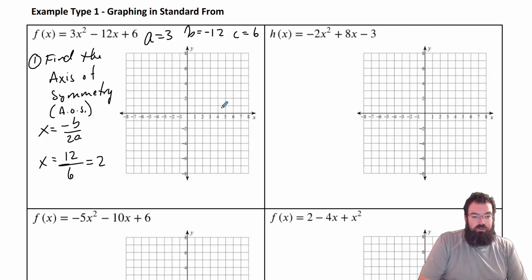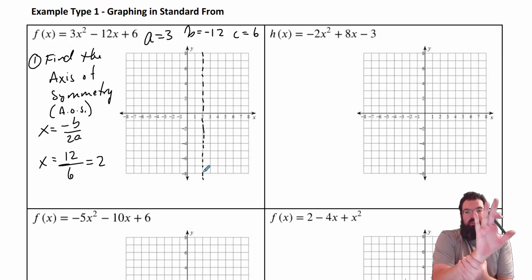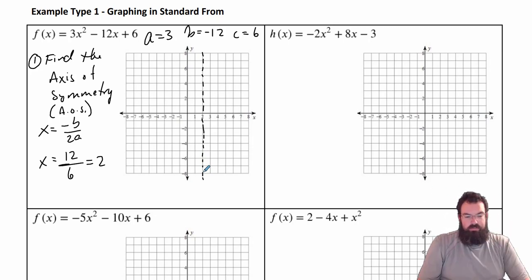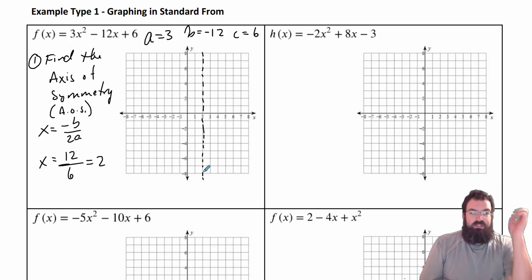So at x equals 2, x is 2 right here. So I'm going to draw a dotted line down there to show you that the graph is going to be like in half. Like if I did one side, I could fold it over that line and get the same answers on the other side. All right? So that's the first step. Find the AOS. Step 2.